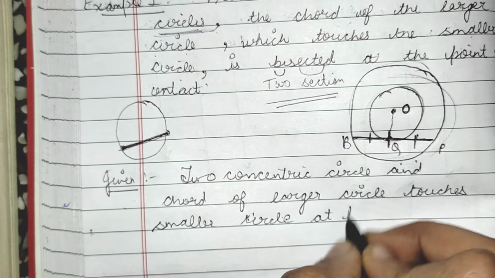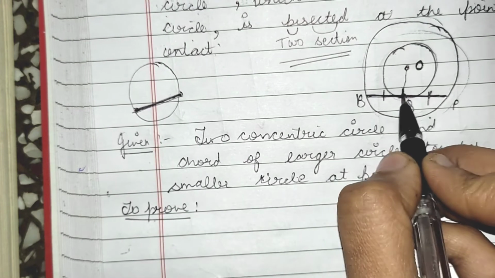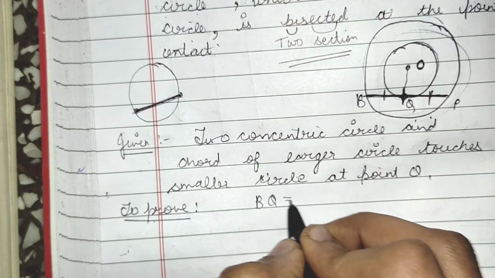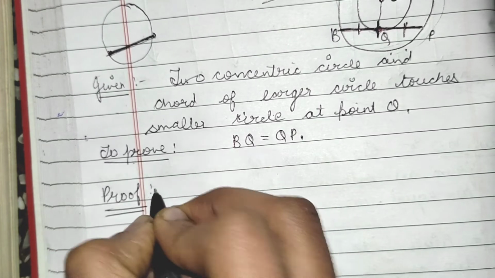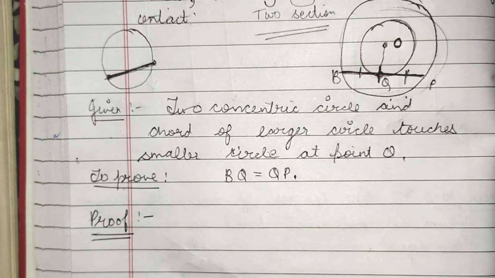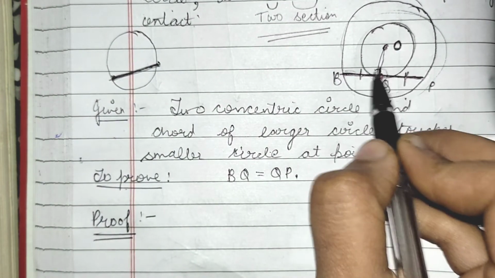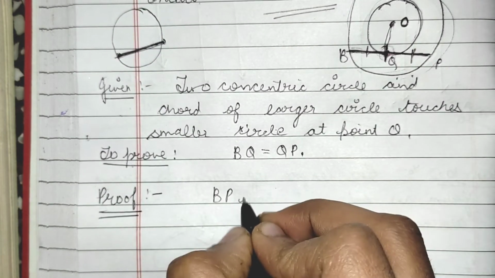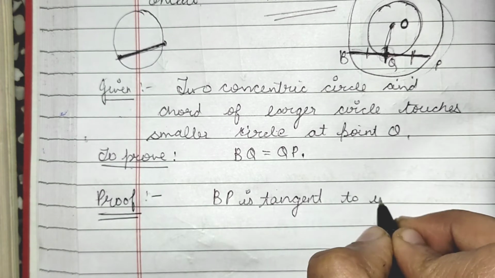at point Q. Okay, so what I have to prove? I have to prove that at this point of contact, BQ is equal to QP, right? So let's start our proof. In theorem number 10.1 we have studied that, so this BP is what? Because it is touching the inner circle at only single point Q. So BP is what? BP is tangent to the inner circle, right?